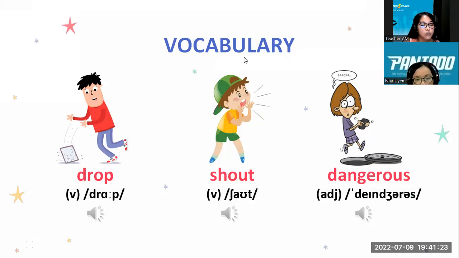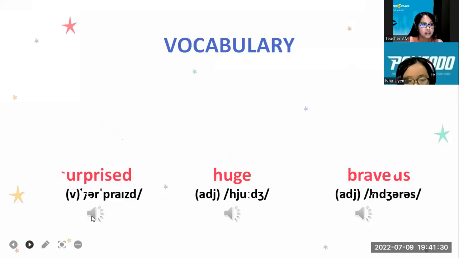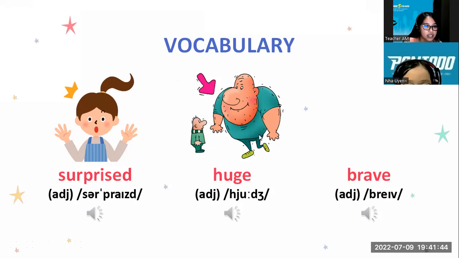Do you have any question to me? No. Okay. So next we have here surprised. This means surprise. I'm surprised. Wow, that is surprise. Okay. Next, huge. Okay, this is small and this is huge. This is little and this is huge. Huge means big. Do you understand? Yeah.